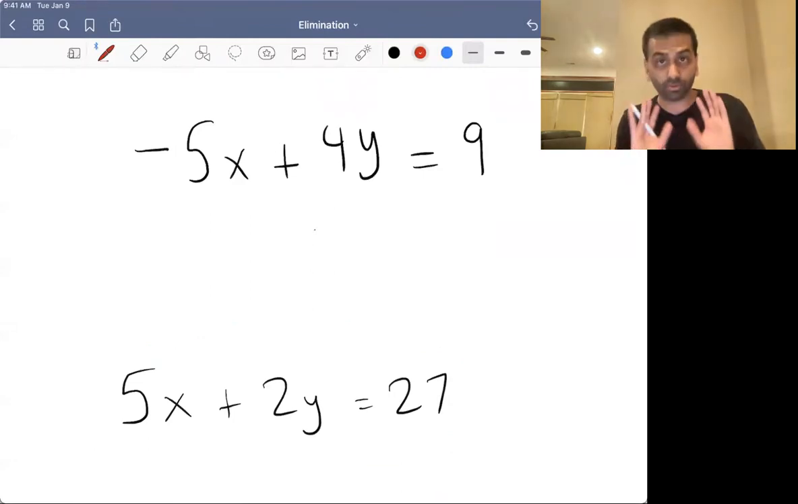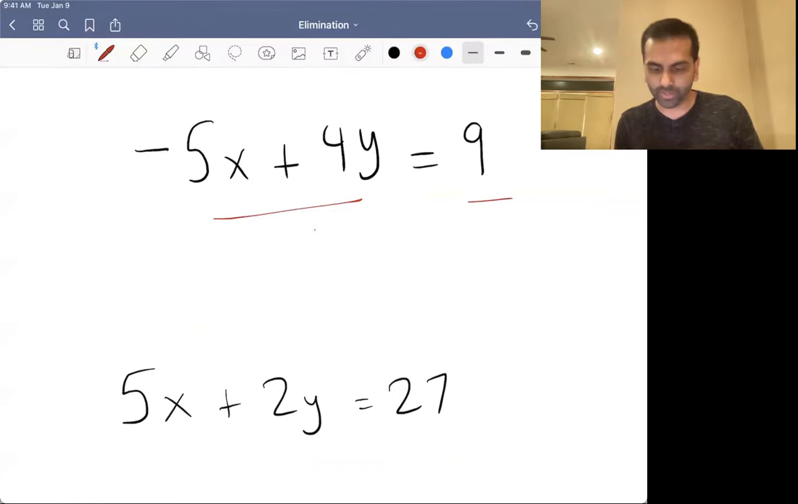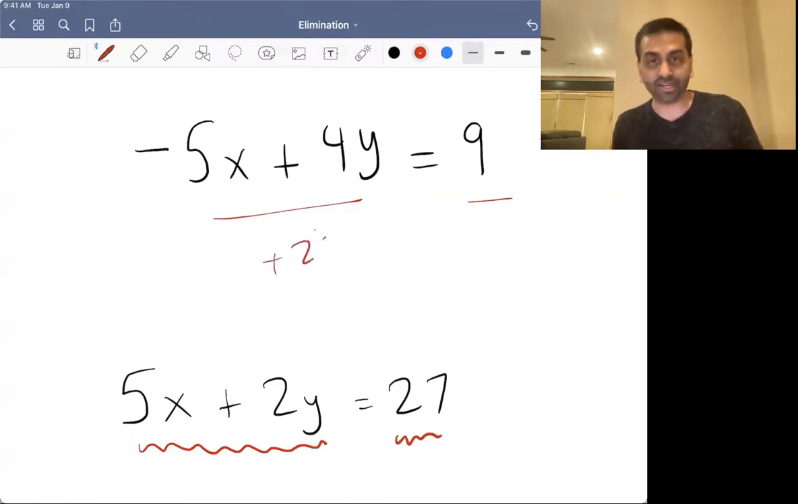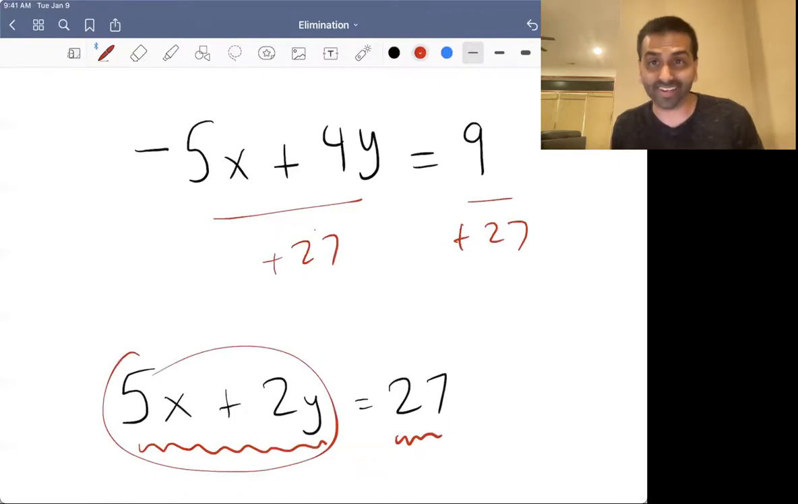First of all, it only works if you add the same thing to this side as you do to this side. But here's the thing. Since this is also an equation, we know that 5x plus 2y is really equal to 27. So I'm allowed to add 27 to both sides of this equation, right? Except maybe this 27 looks a little different. It looks like 5x plus 2y, because guess what? 5x plus 2y is 27.